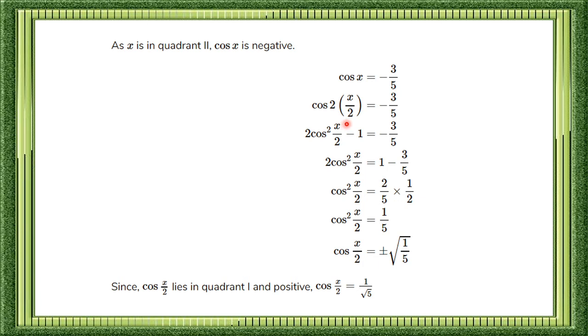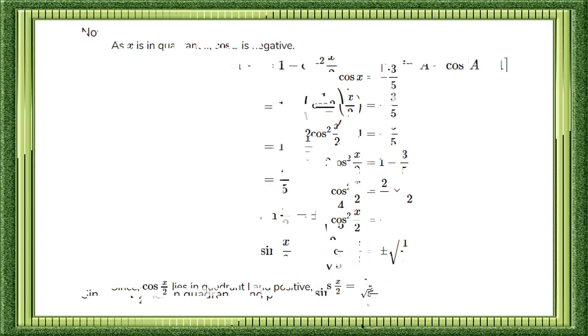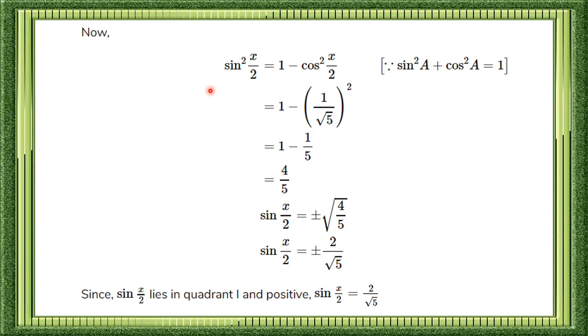Same concept that we used twice: multiplying and dividing by 2, because we have to find the value of x by 2. We simply cannot divide the whole thing by 2. So we are multiplying and dividing this angle by 2, and this is the property of cos 2 theta, which is 2 cos square theta minus 1. We are applying that, and then we get cos x by 2 is plus minus under root 1 by 5. Now we know x by 2 is definitely in the first quadrant, so we'll take the positive value, 1 by root 5. Same way we will calculate the rest of the functions.